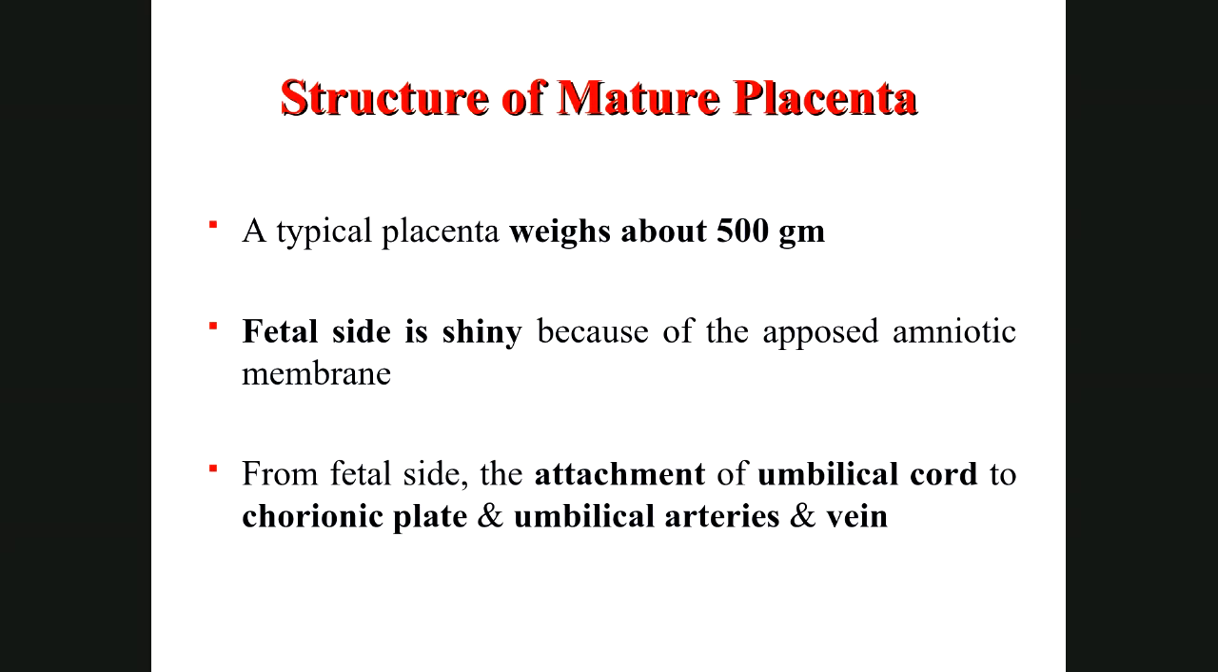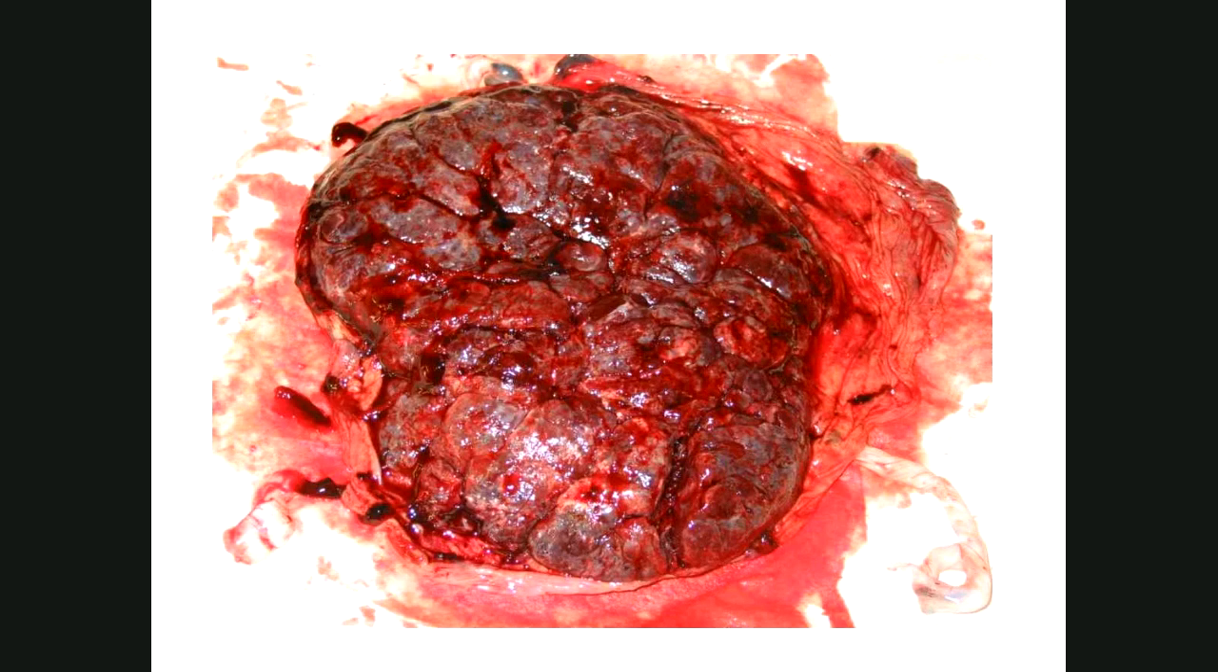The fetal side of it is shiny because the amnion is present over there, and on the fetal side you have the attachment of the umbilical cord, with the umbilical vein and arteries. As you can see here, this is the picture of a placenta where you can see the structure of the placenta is lobulated. Now this is the maternal side. There is no umbilical cord attached here, so this is not the fetal side. This is the maternal side.